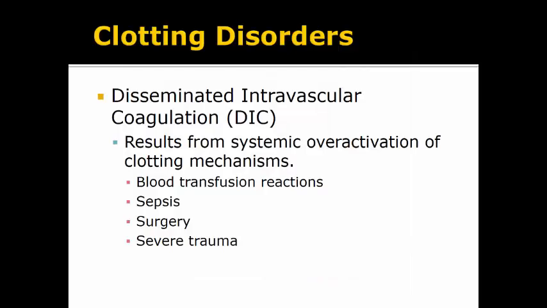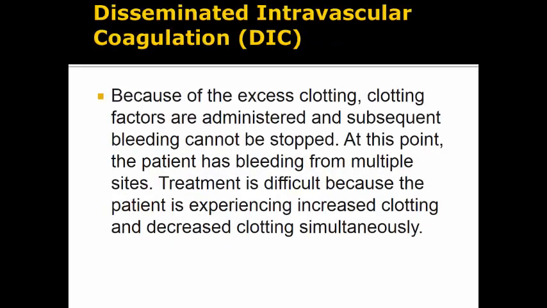Now, your DIC, your disseminated intravascular coagulation. We briefly touched on this earlier, but this is that overactivation of the clotting mechanisms. It could be from sepsis or surgery or severe trauma, but what happens is all these clotting factors come into play, and then you get all these little clots, and then you run out of clotting factors. So then any further bleeding can't be stopped, and you start having a patient who's bleeding from multiple sites. So they're clotting and bleeding out at the same time.